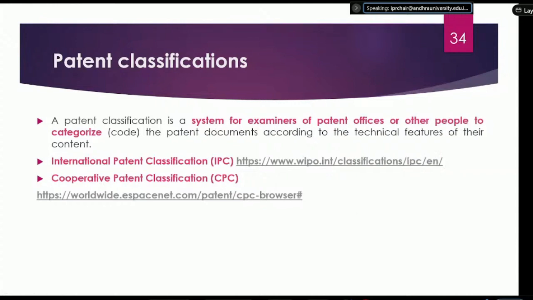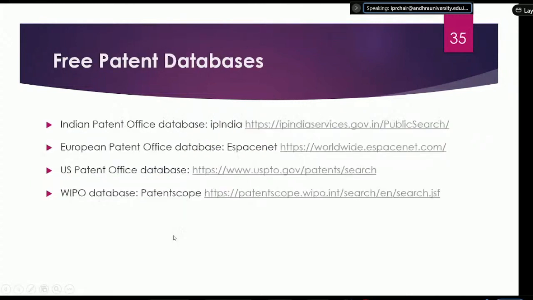The International Patent Classification is developed by WIPO. So you can just click on it and see what the classifications are. And the Cooperative Patent Classification is jointly developed by the USPTO and the European Patent Office. So there is not much difference, but some differences are there. If you are interested, you can go through and see that.